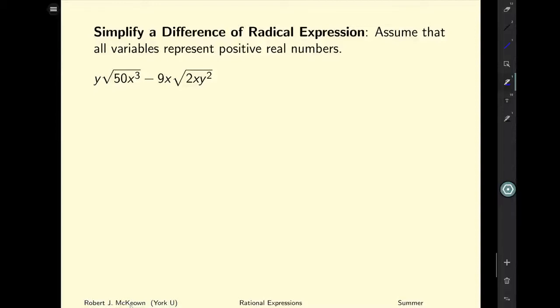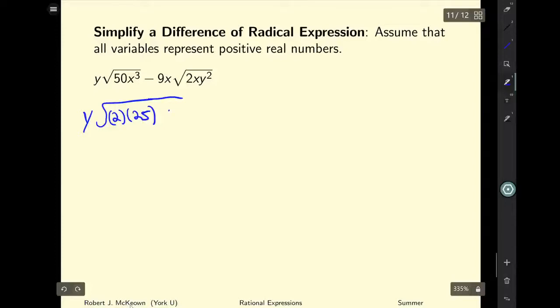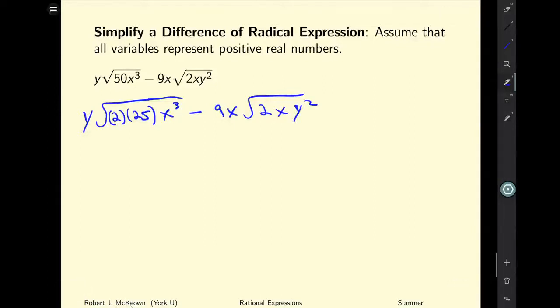Why don't we start by doing what we did last time, and let's start with the numbers. So we've got y times the square root of 50. Well, I know that I could rewrite 50 like so, and I'll just leave the x cubed in there. Minus 9x, and we've got the square root of, well, I can't do anything with 2, so I'll just rewrite the right-hand term.